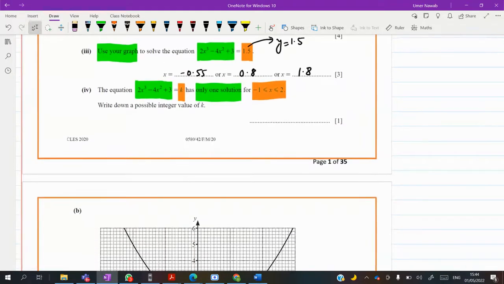So what was the question? He said write down a possible integer value of k. He uses the word possible, so possible means there are many answers. So you can say k can be 0, k can be 1, k can be -1, k can be -2, k can be -3. Any solution will be acceptable by the examiner. So I'm just writing here -1 for you.